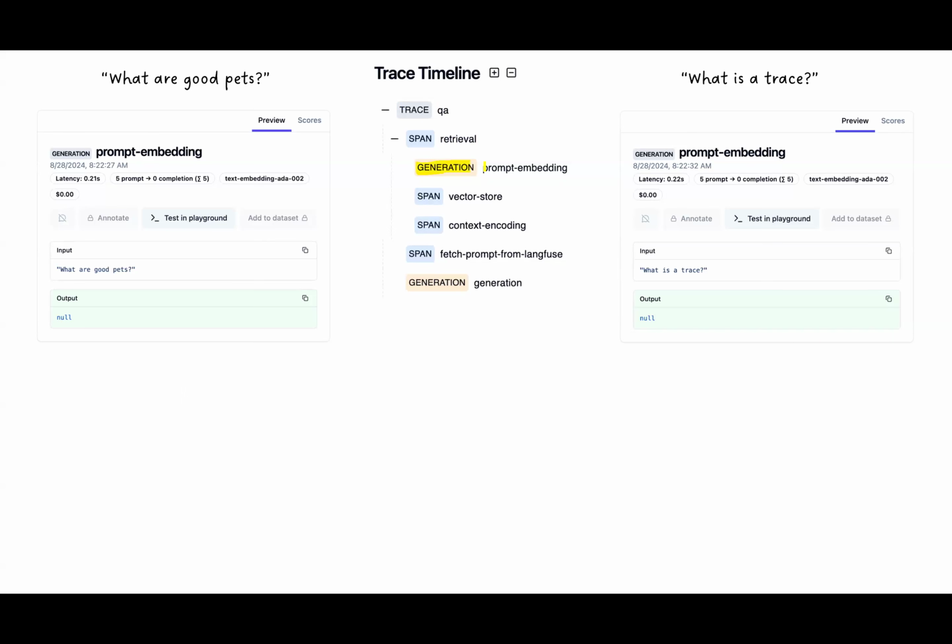I just highlight this prompt embedding step. The prompt embedding step takes the question, what are good pets, or what is a trace, and turns it into a vector representation. The output doesn't have a text representation because it's going to be a vector of numbers. And the model being used is not a large language model, it's actually an embedding model. It's text-embedding-ada-002 from OpenAI. And this number shows you we have 5 prompt tokens. Why do we get 5? You count: 1, 2, 3, 4, what are good pets, question mark is 5. What is a trace, question mark, happens to be 5 as well. And then we have no completion tokens because we only get a vector in return.